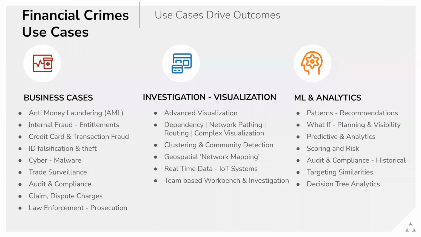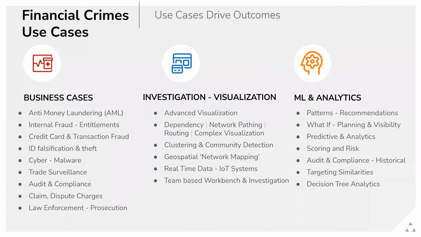So let's talk about the underlying business cases in terms of how investigation and machine learning analytics can work together. Obviously, we see AML being top of the list. Internal fraud is very important. Insider trading is still a huge concern for some of these key financial institutions. And from a consumer perspective, credit card is amazing. I'm a Chase customer, and I haven't gotten a false positive in years, and I'm so grateful for that because of the work that they have done to make my life safer. ID falsification, threat and cyber, trade surveillance, audit and compliance. These are all business imperatives that must be addressed.